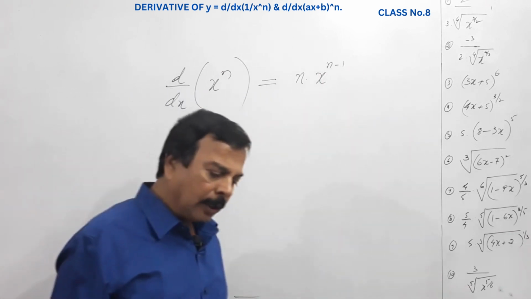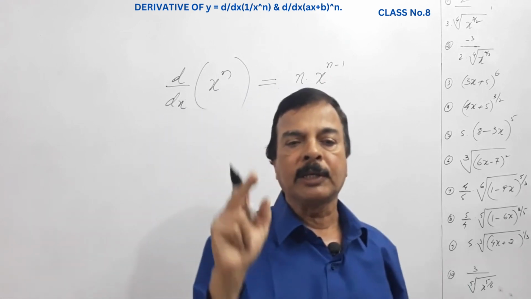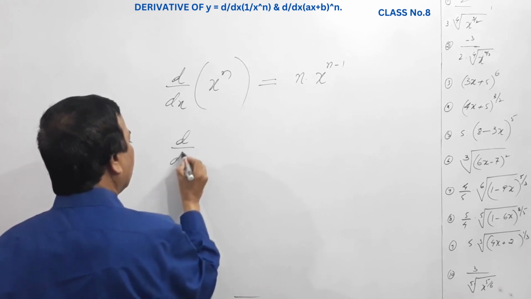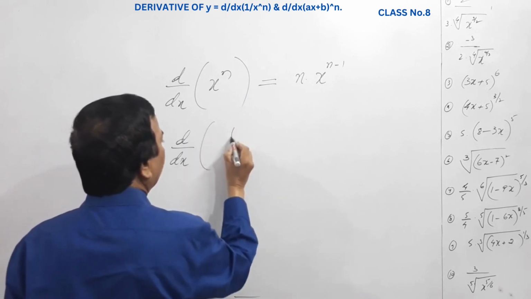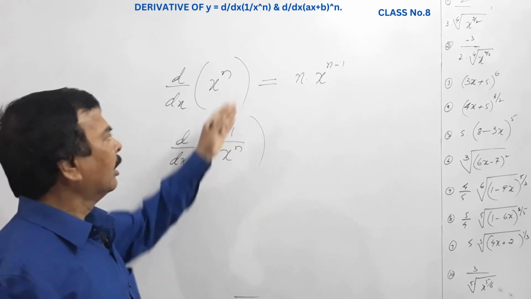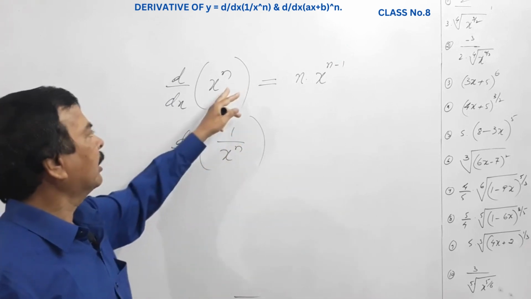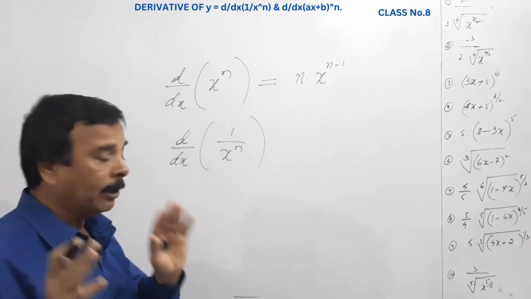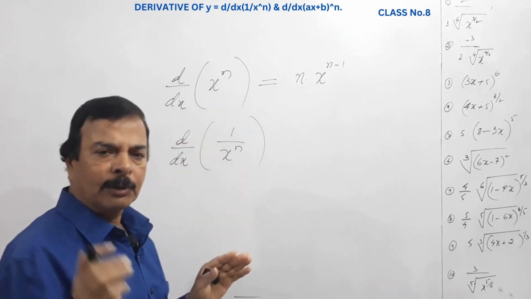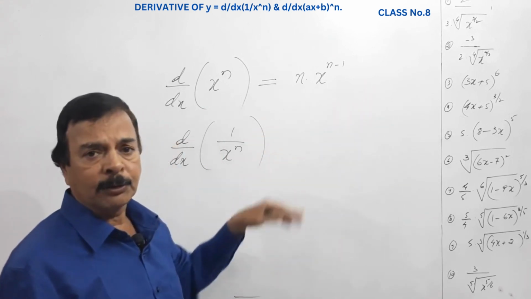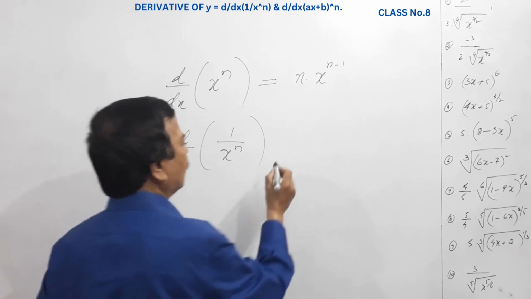Supposing you are given d by dx of 1 by x to the power of n. So this is one step ahead of that. Nothing but here this numerator has come to the denominator and more or less the process is the same. We have already worked out some problems on this. I am to show only one or two problems on this so that it is easy for you to do it. So what is the solution for this?